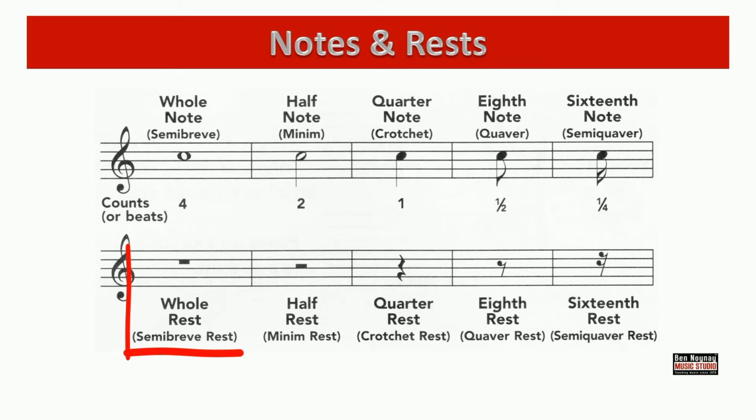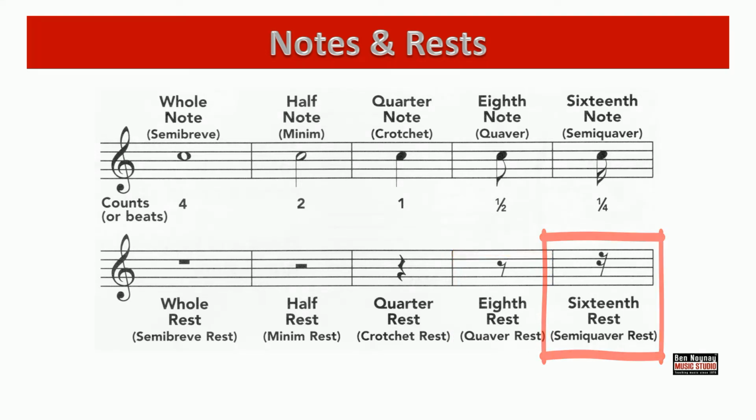So the whole rest is called a semibreve rest. The half rest is called a minim rest. The quarter rest is called a crotchet rest. The 8th rest is called a quaver rest. And the 16th rest is called a semiquaver rest.